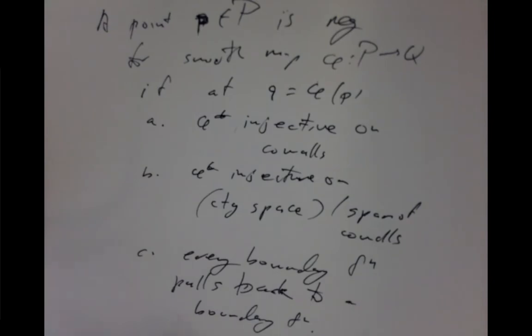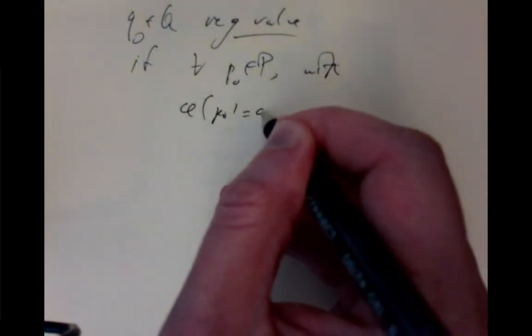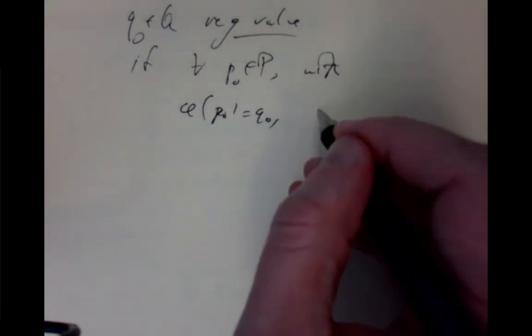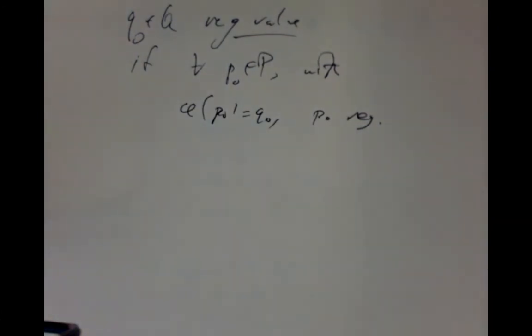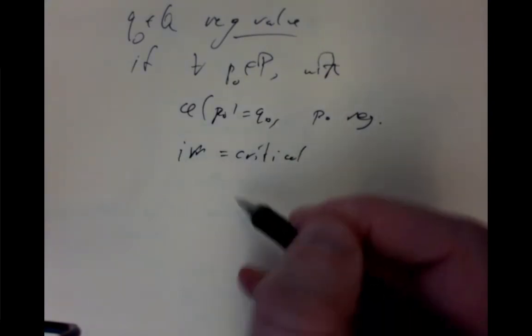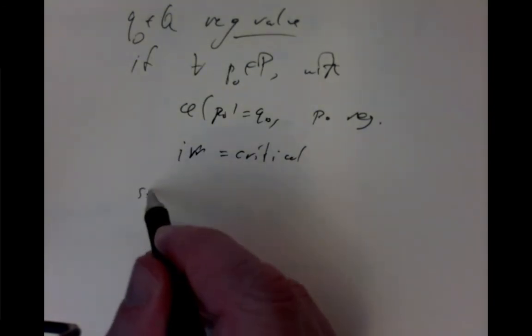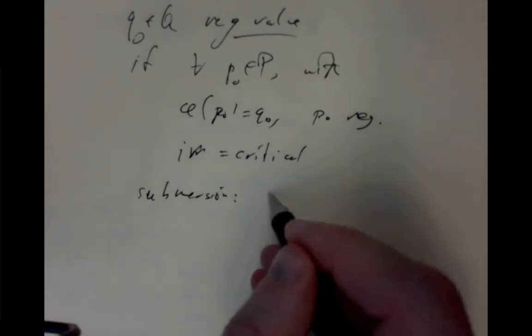As always, a regular value means the usual thing. So we can say that Q naught in Q is a regular value if for any P naught with phi of P naught equal to Q naught, if you have any point that maps to that Q naught, P naught is regular. So that's the definition exactly as before of regular value. Again, points which are not regular are called critical, and irregular values are called critical values. And so a map is a submersion if all points are regular.